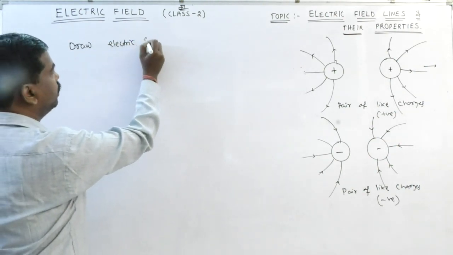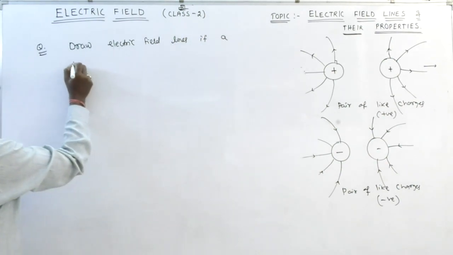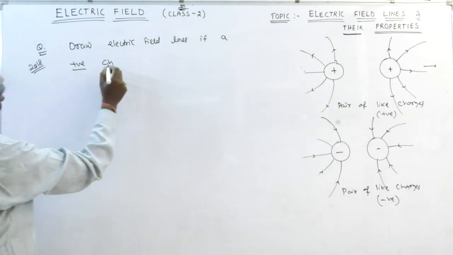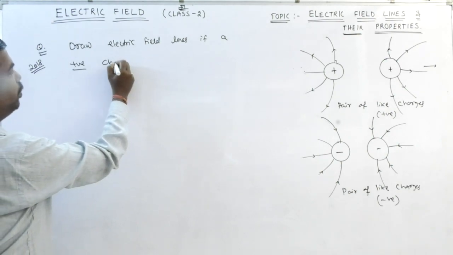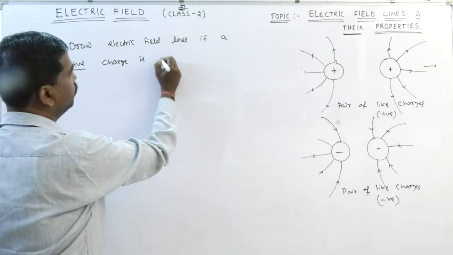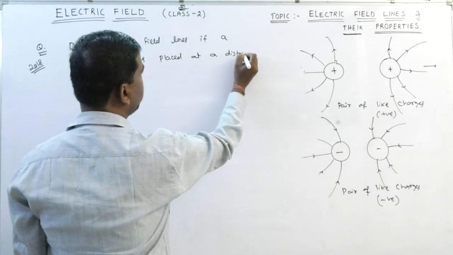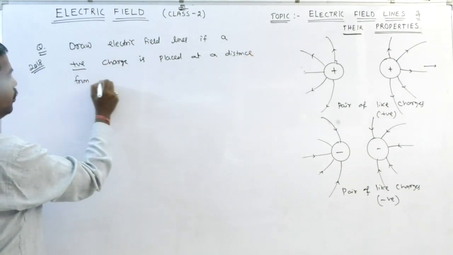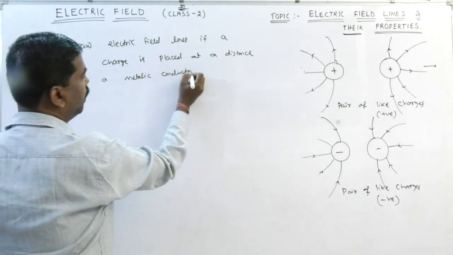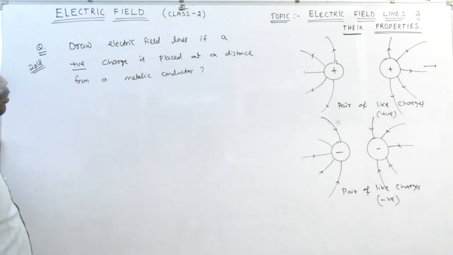Draw electric field lines. This is CBSE 2018, I hope. Draw the electric field lines if a positive charge is placed at a distance from a metallic conductor.